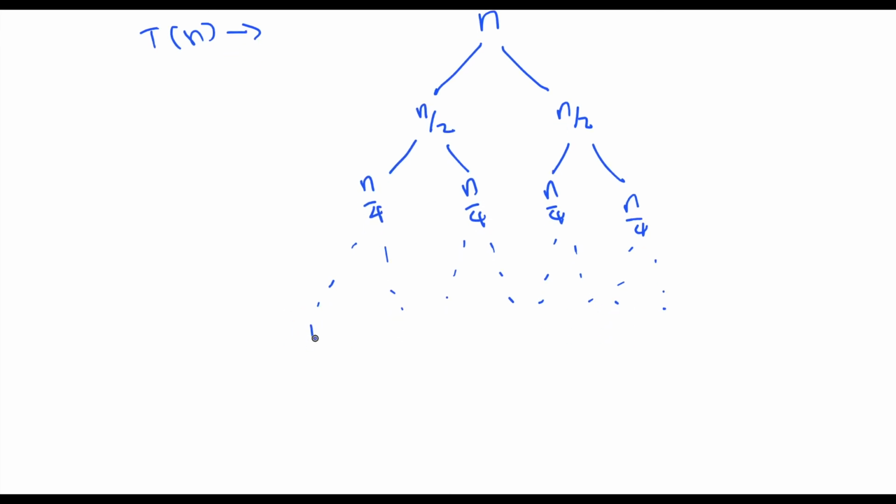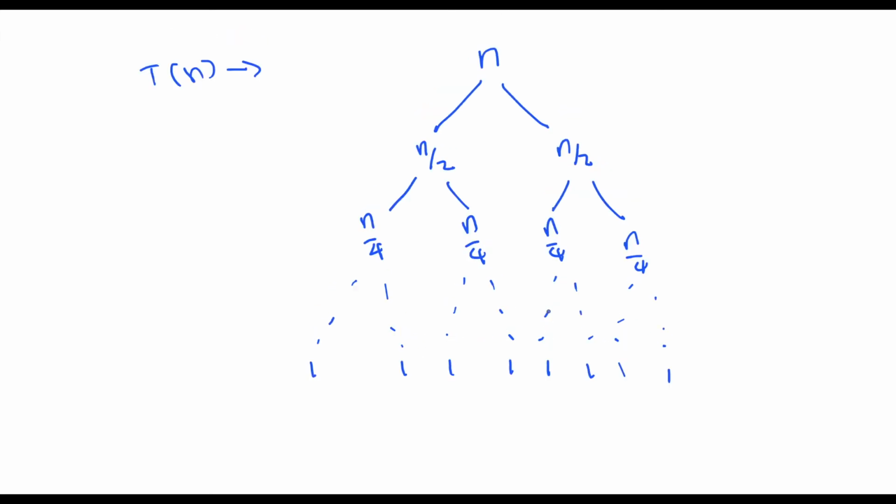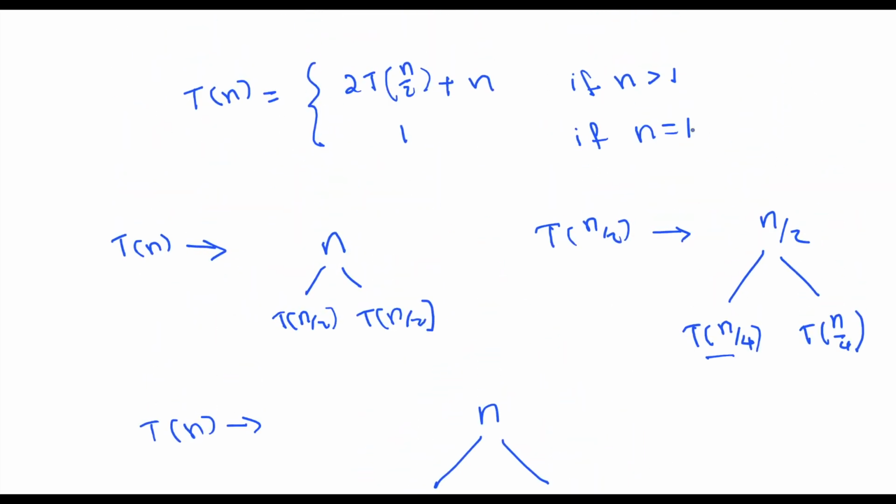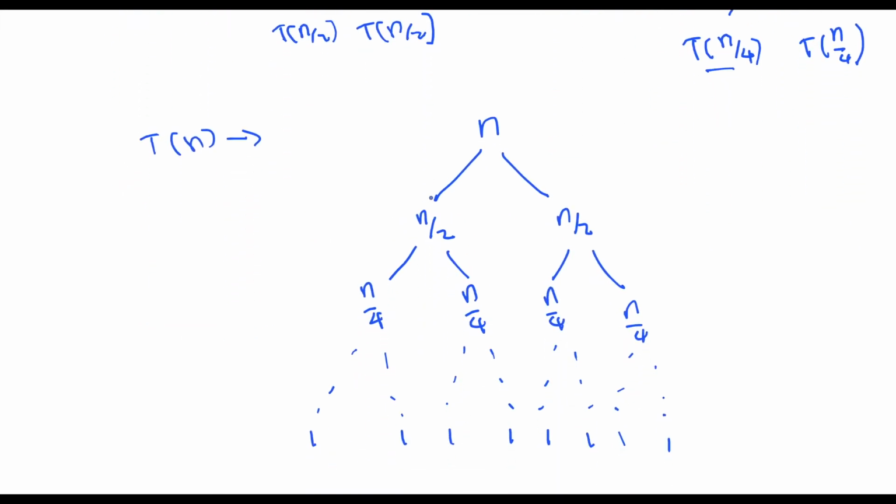So the cost will be 1, 1, 1, and these ones are written as per this equation. If we have a problem of size n equal to 1, then the cost is 1. Okay, so we have constructed the recursion tree.